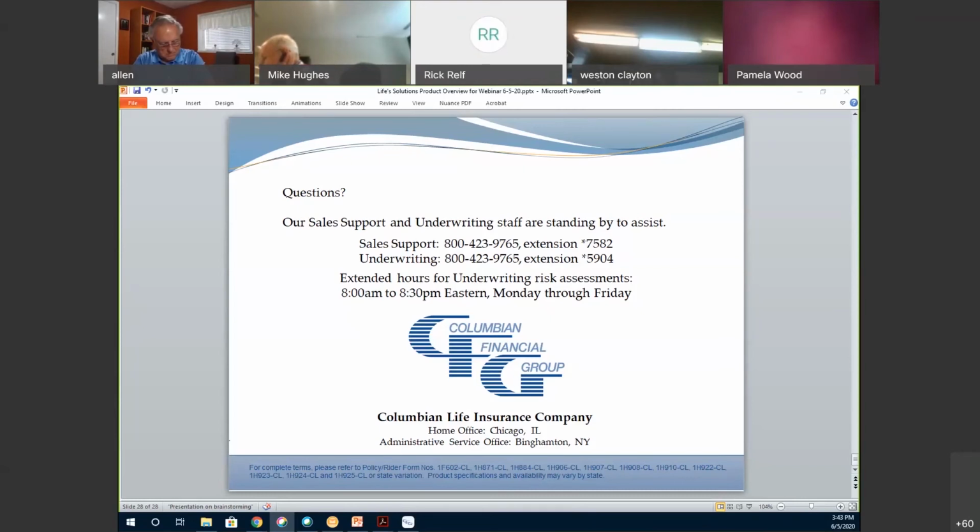Next question, what does renewable to age 90 mean, and how does that work? Renewable to age 90 means that it stays on the policy. Sometimes you could have a term rider and it's only going to last for a certain period of time, or you'll have a policy that's only going to last for a certain period. Renewable to 90 means that coverage is going to remain there to age 90.